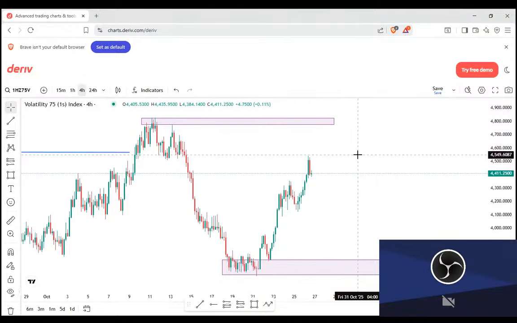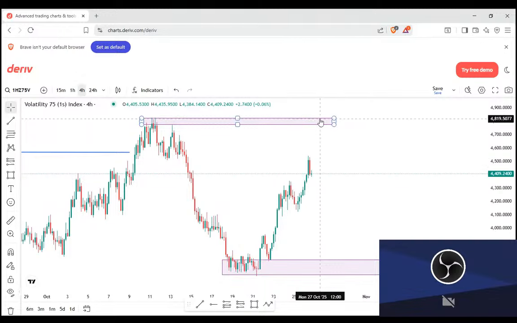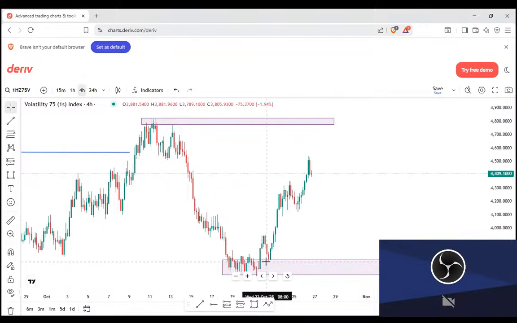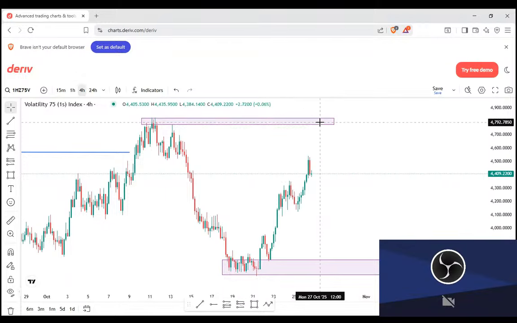See, this is what I'm looking for. A selling opportunity, a buying opportunity. If I'm selling here, where will my TP be? At this low. If I'm buying here, where will my TP be? At this high. It's a massive swing if you are able to hold the trade.